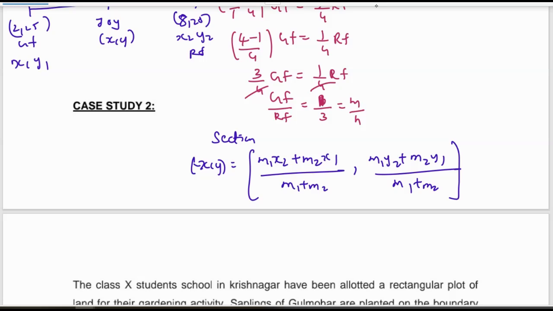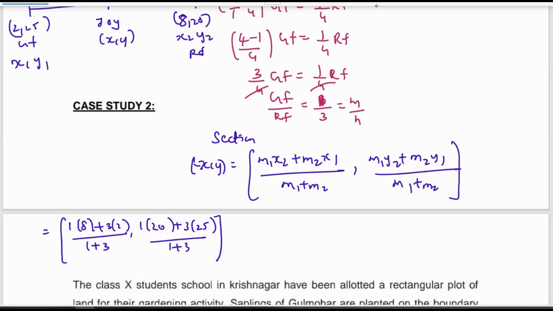So x will be 1 into 8 plus 3 into 2 divided by 1 plus 3. Then y is 1 into 20 plus 3 into 25 divided by 1 plus 3. If you simplify this, we get 1 into 8 is 8, 8 plus 6 divided by 4, then 20 plus 75 divided by 4. Further if you simplify, you get 14 divided by 4, and here we get 95 divided by 4.